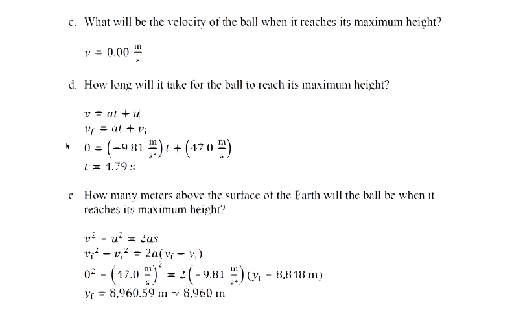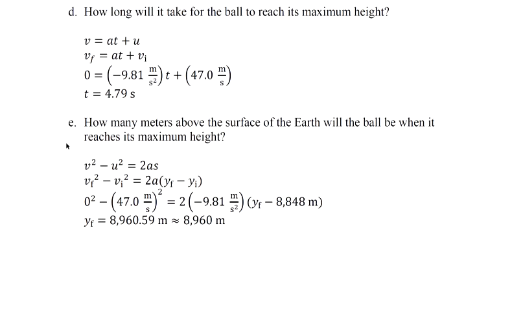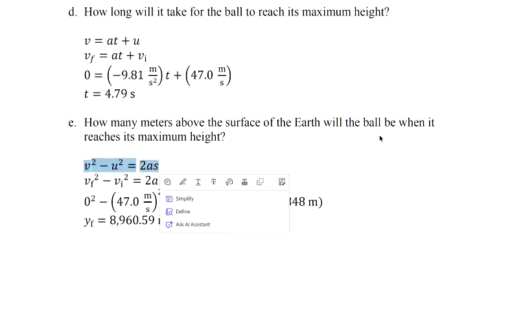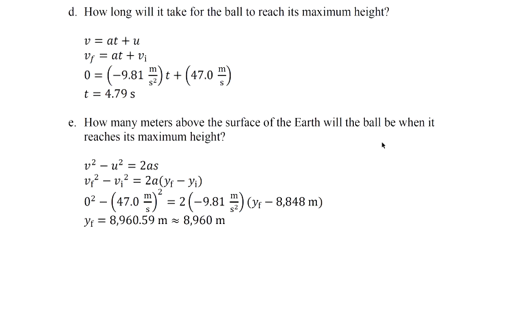Part E, how many meters above the surface of the earth will the ball be when it reaches its maximum height? We use this Suvat equation. V is final velocity, U is initial velocity, S is change in displacement, S is S final minus S initial.